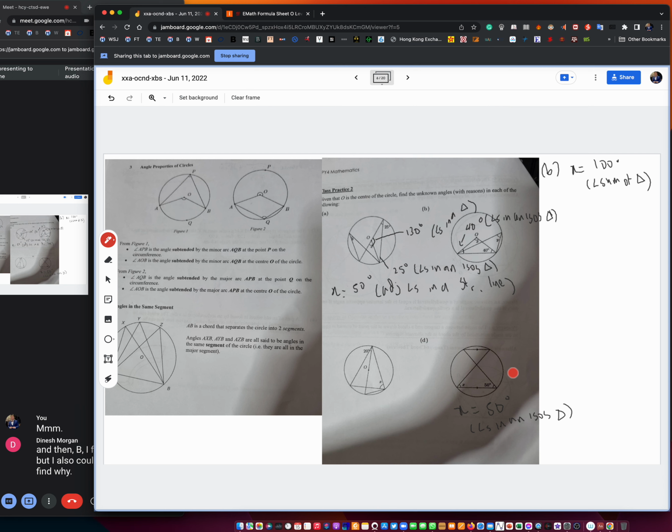Okay, good. So in a way, all these questions, the ABCD, make use of just one concept. The concept is: angle at center is 2 times angle at circumference.